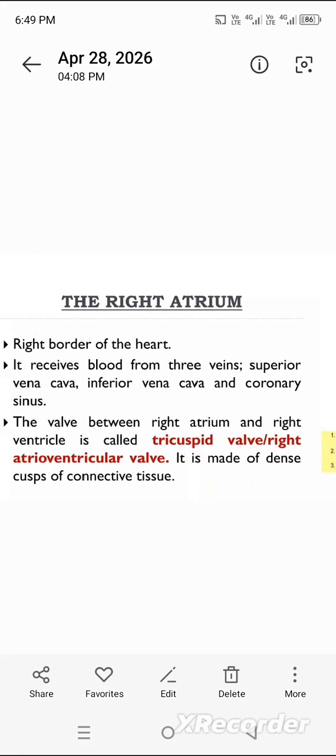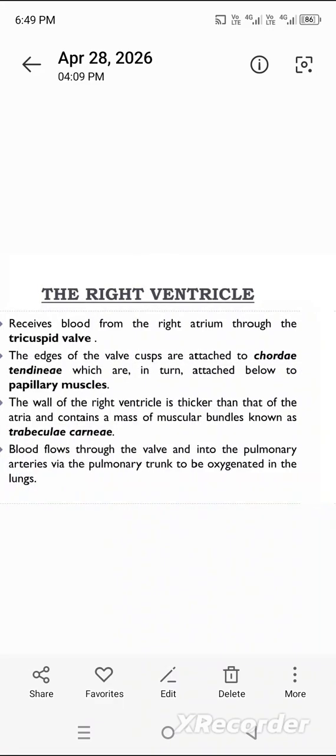Next we can see the right atrium. The right atrium is located in the right border of the heart. It receives blood from three veins: superior vena cava, inferior vena cava, and the coronary sinus. The valve between the right atrium and the right ventricle is called the tricuspid valve, or right atrioventricular valve. It is made up of dense cusps of connective tissue.